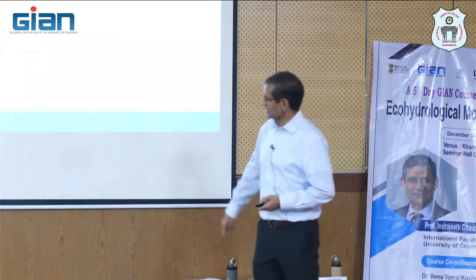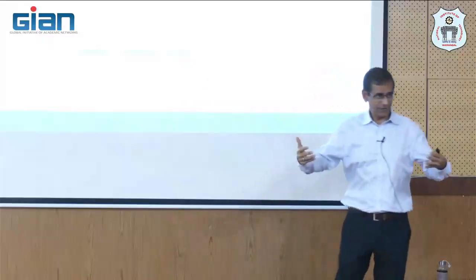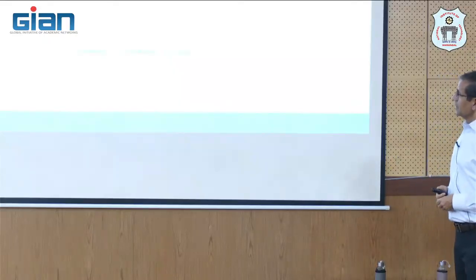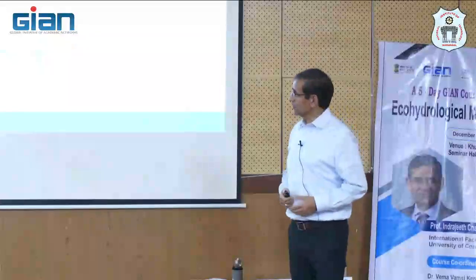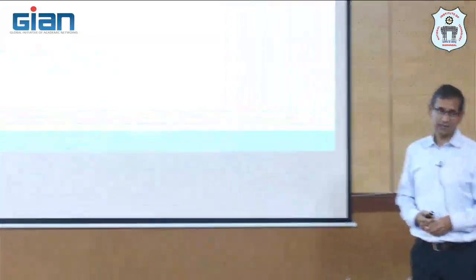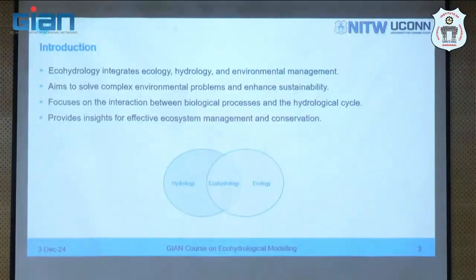So we talked about it, right, how ecohydrology is at the intersection of hydrology and ecology, and it draws from the concepts of the two disciplines. By doing so, the aim of ecohydrology is to solve complex environmental problems and enhance sustainability in a way that is multidisciplinary in nature. And therefore, ecohydrology focuses on interactions between biological processes and the hydrological cycle, and it provides insights for effective ecosystem management and conservation.